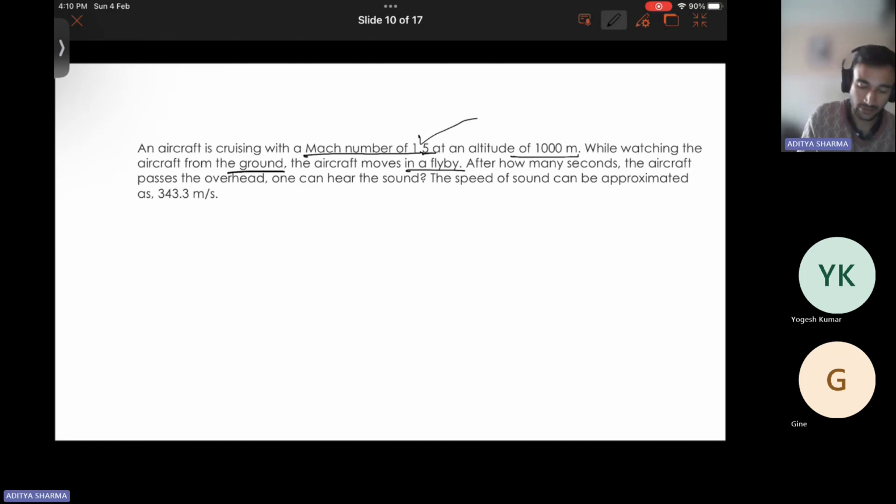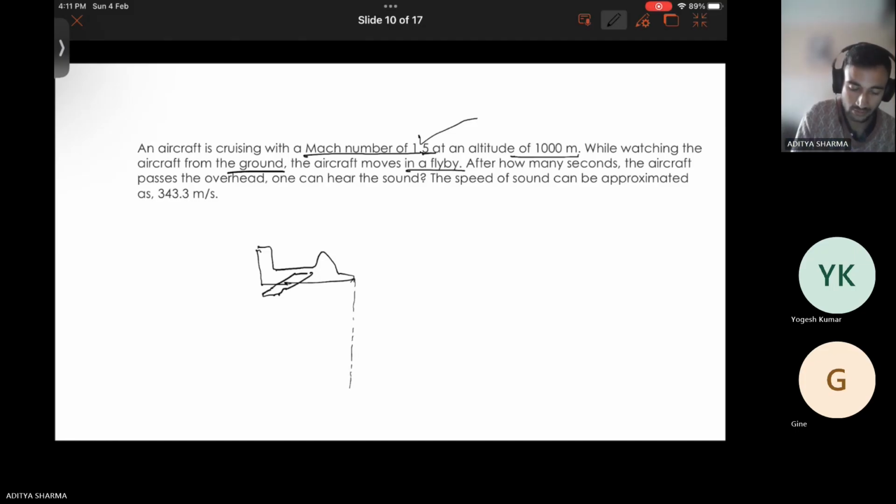So we have this aircraft, all right. Let's just draw one aircraft, something like this. So we have this aircraft, and then we are just standing right below this. We are on the ground.